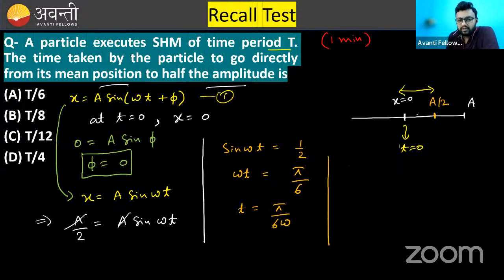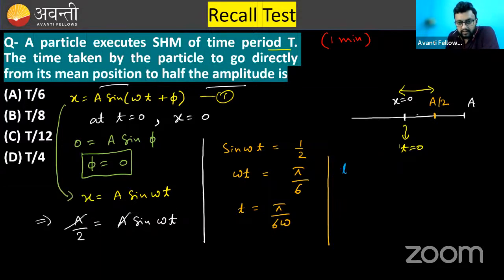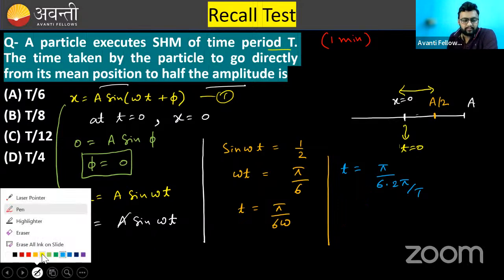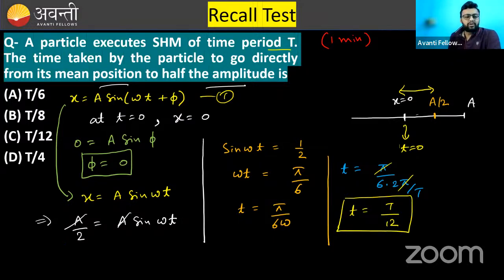Again, if I talk about t is equals to pi by 6 omega, and omega is what? 2 pi by T. Is it clear? So pi and pi will cancel out. T will become T by 12. So T by 12 is which option? Option number C is the correct answer.